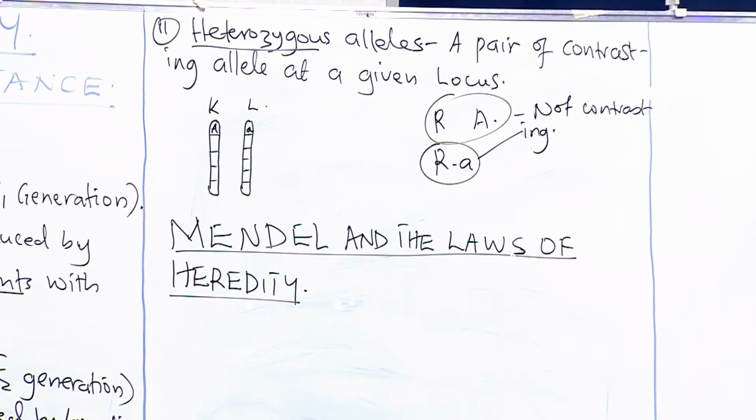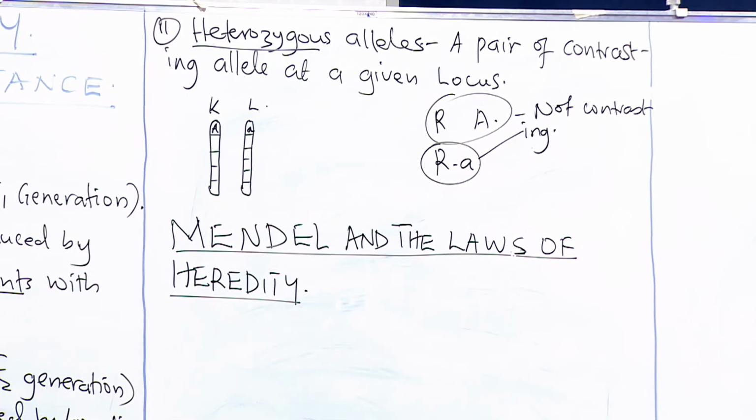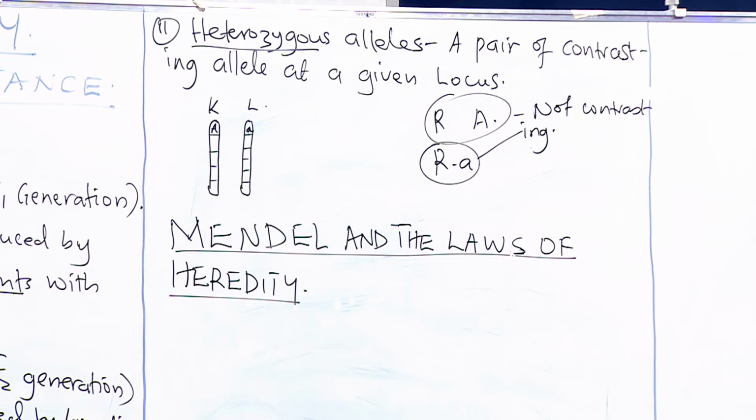So briefly, Mendel was a monk. A monk is like a priest. A Catholic priest is a monk. A nun is a reverend sister. That is a nun, but this is a monk, a male one. A priest can never be a female in the Catholic faith. So Mendel was a monk.